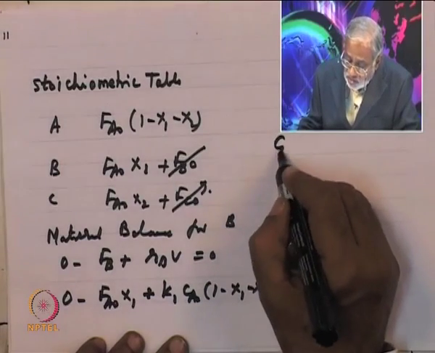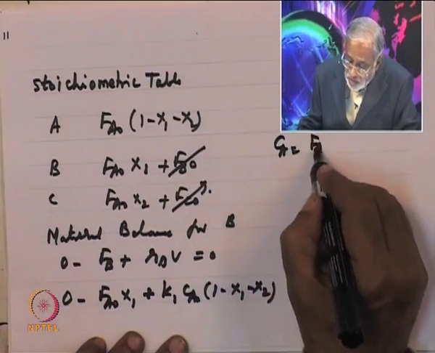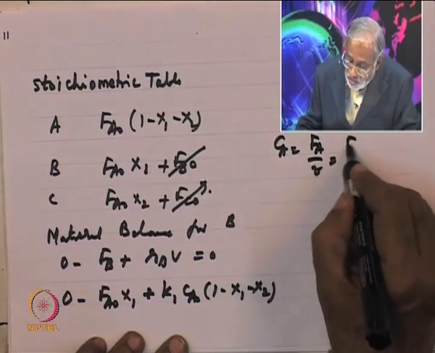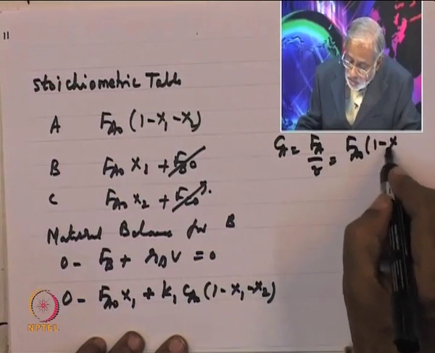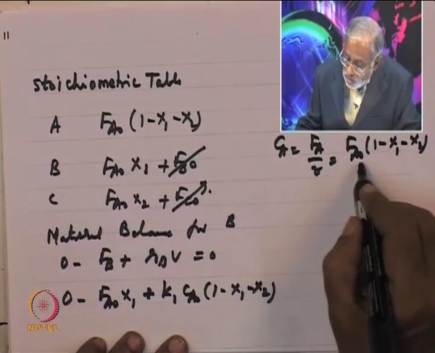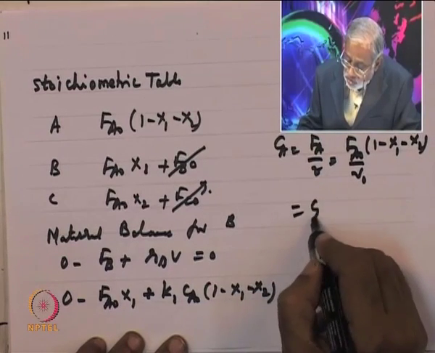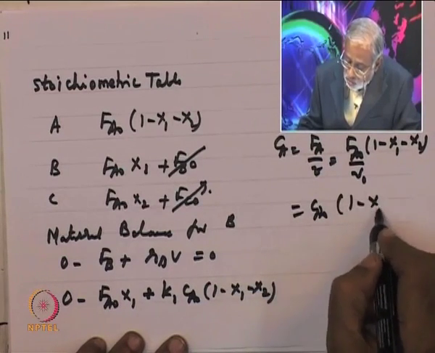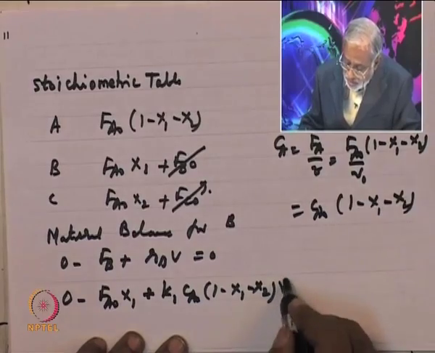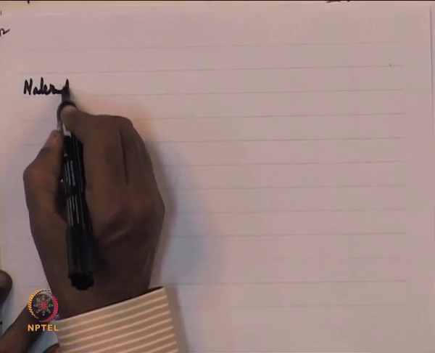Notice here that CA is FA by V, therefore, it is FA0 times (1 minus X1 minus X2), V is V0. So, that is equal to CA0 times (1 minus X1 minus X2), so that is what is written here, multiplied by V. Similarly, we can write a material balance for component C.